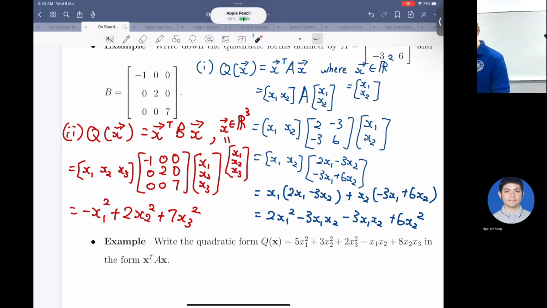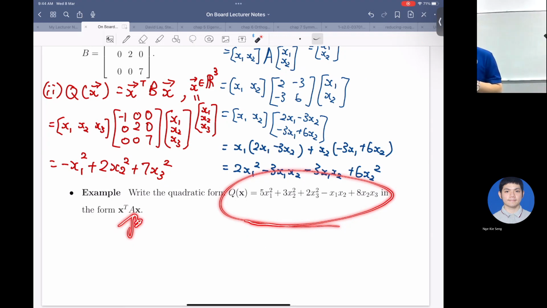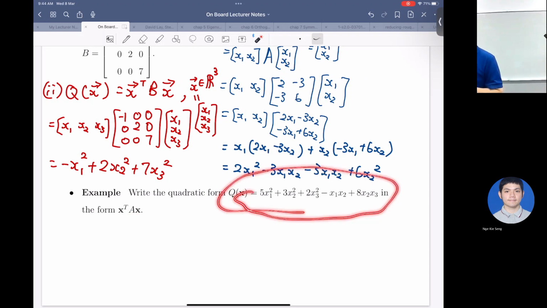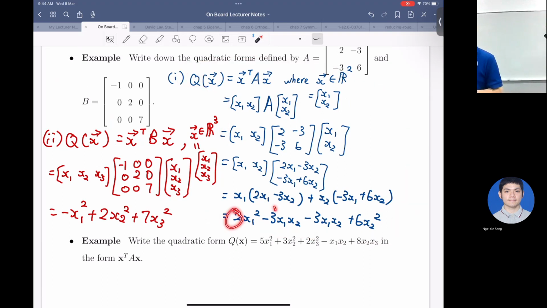And then the next example gives you the quadratic form and asks you to find the A. Can you do that? Given a quadratic form, how to go back to A? Try to see from this example here. Try to find the link between these coefficients and the numbers inside this matrix. For example, for the previous example, in the A matrix you'll see that the 2 and the 6 appear on the square terms, x1 squared and x2 squared.